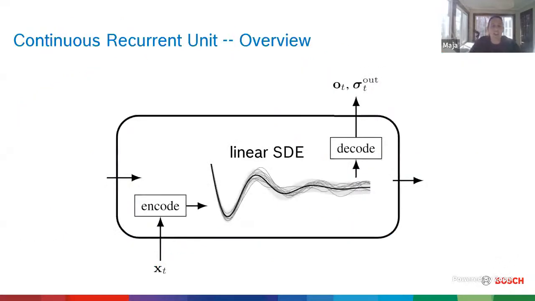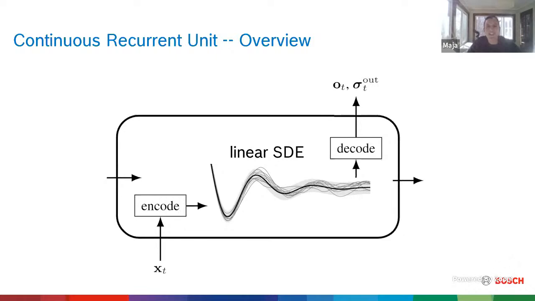And to already give you a taste of what the main idea behind the CRU is, we assume that there is a latent state that evolves according to a linear stochastic differential equation. It's linear, which will make some of the computations easier, but overall the architecture is still quite powerful to capture nonlinear relationships between inputs and outputs, because there is an encoder and a decoder that relate our actual observations and the target output with this latent state.